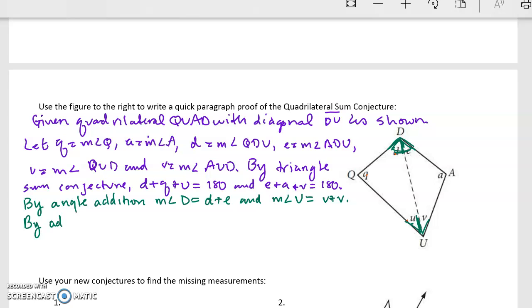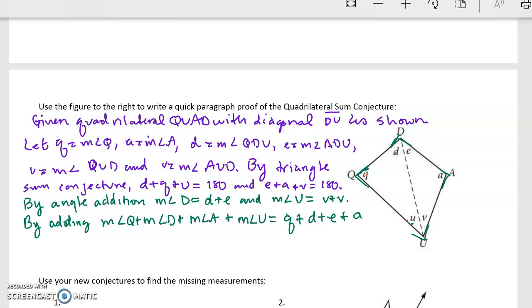By adding the measure of angle Q plus the measure of angle D plus the measure of angle A plus the measure of angle U, what we're doing is adding up all the angles in our quadrilateral, right? Let's go back and look at that. Here's Q, D, A, U. So Q is Q, D is D plus E, which we just stated, A is A, and U is V plus U, or U plus V.